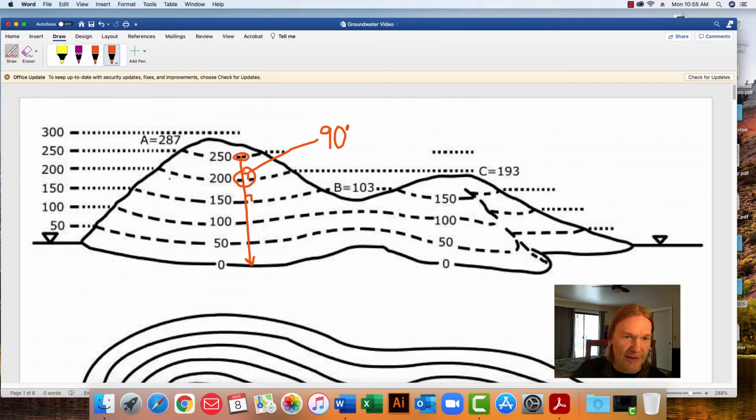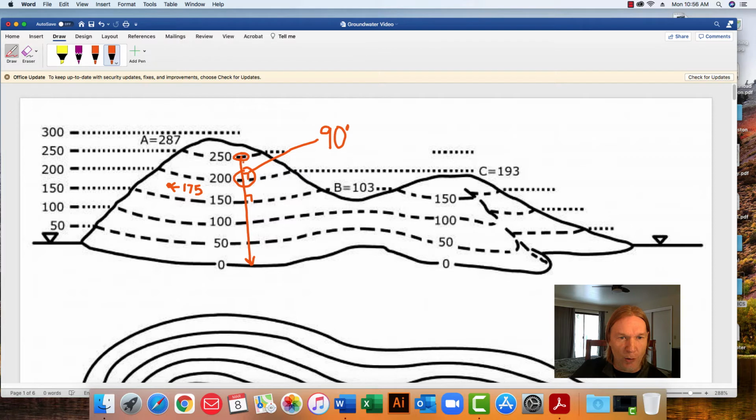Another kind of interesting thing about contour lines is you can tell what the elevation is at any point on the map. For example, right here, if I was going to try to figure out what that elevation is, what do you think? Well, I'm going to assume that there's a constant slope between the 200-foot contour line and the 150-foot contour line. And since this is about halfway in between those two lines, I'm going to say that this elevation is probably about 175 feet. Okay?